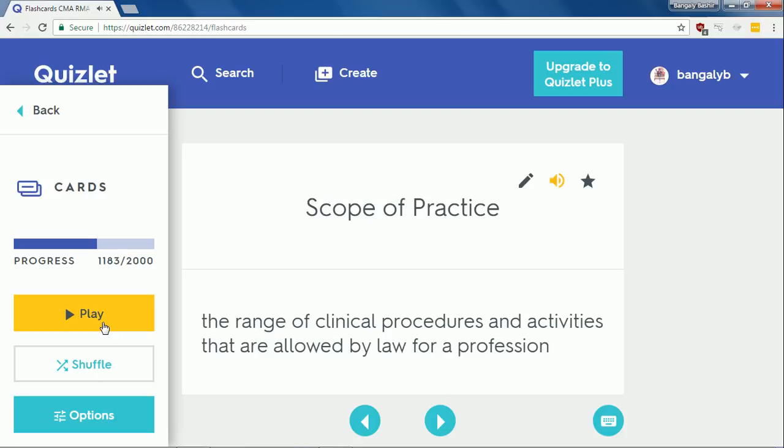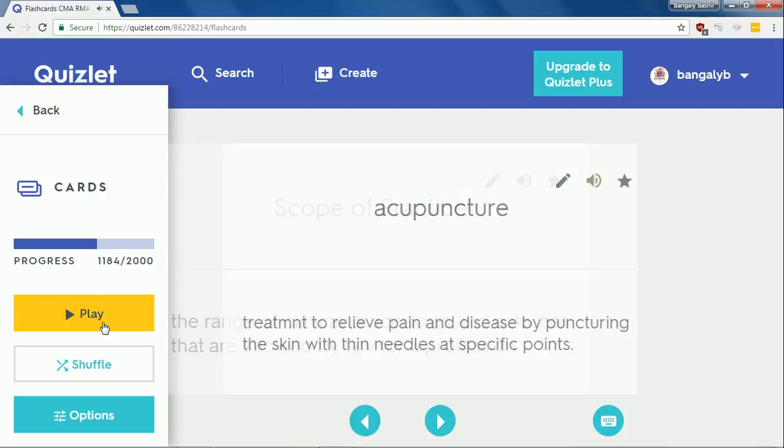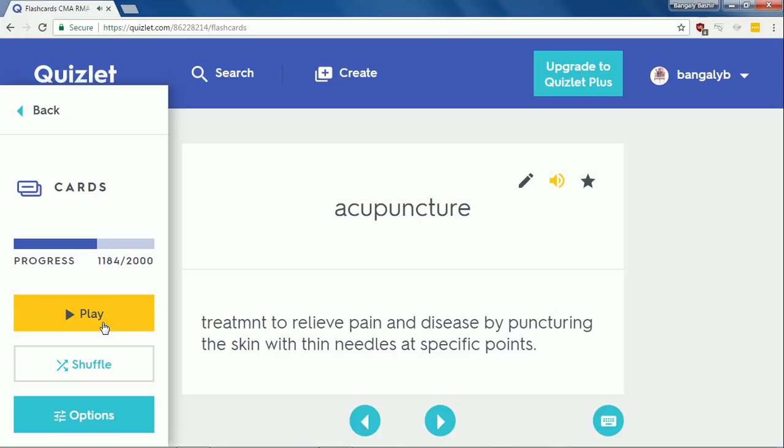Scope of practice: the range of clinical procedures and activities that are allowed by law for a profession. Acupuncture: treatment to relieve pain and disease by puncturing the skin with thin needles at specific points.